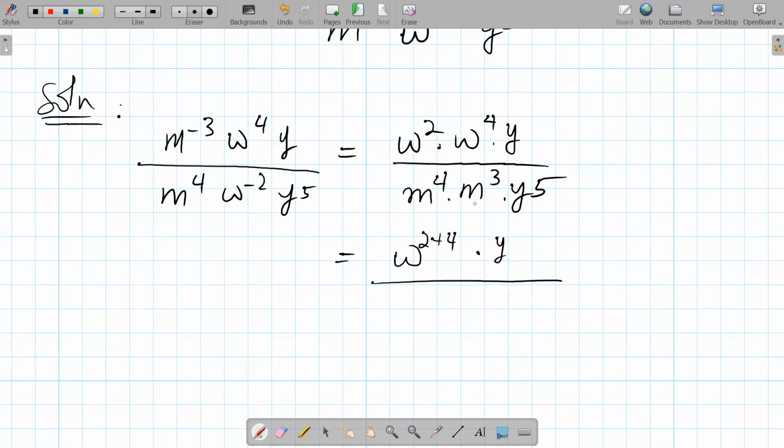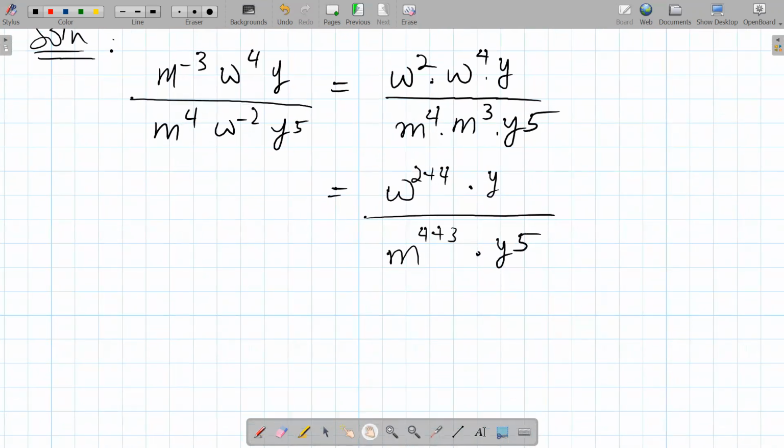If I look at the M's, it's the same procedure. I will keep the M and sum up what? The powers. And once I do that, I have W6, Y, and M7, Y to the 5th power.